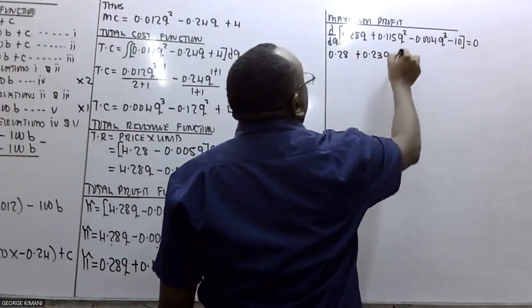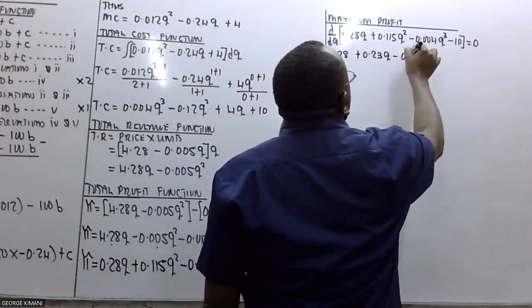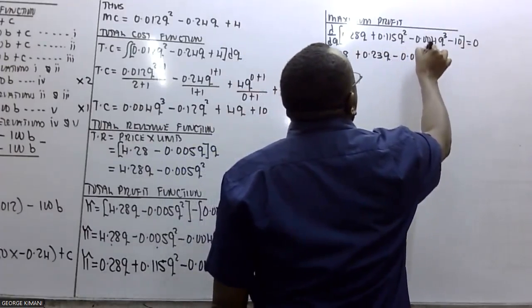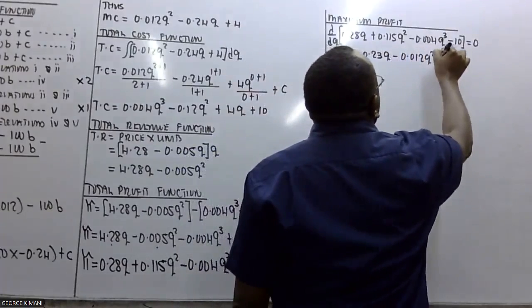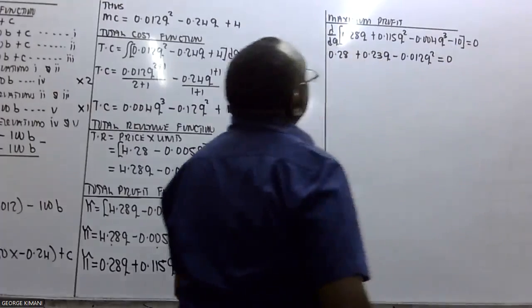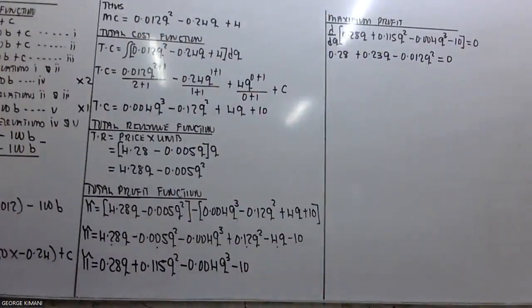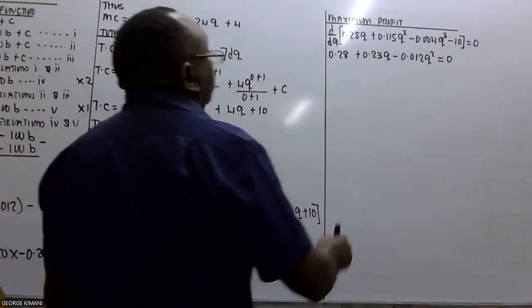0.28 plus 0.23 Q minus 0.012 Q square. Is that so? Yeah. And that gives us a quadratic function.